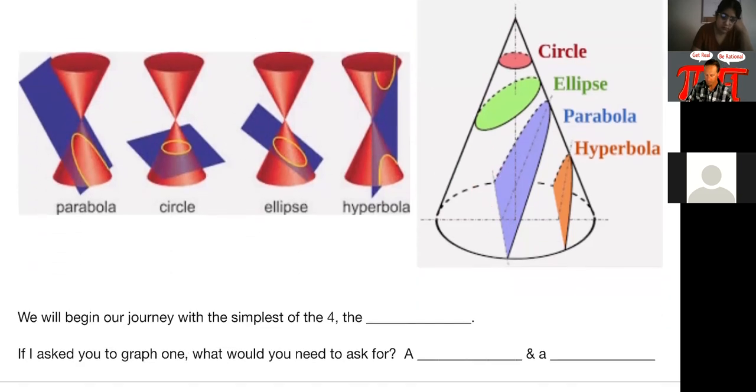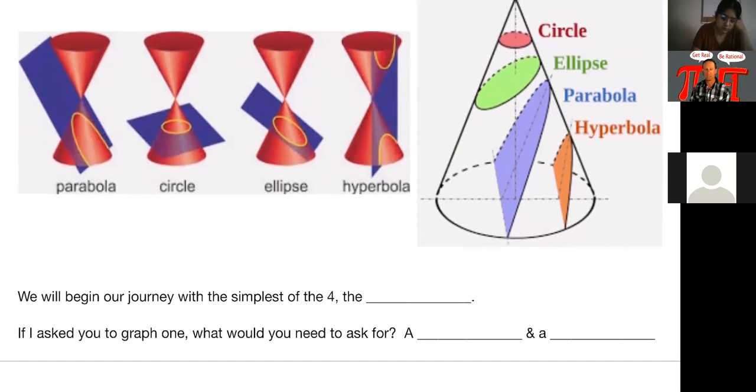All right, so we're going to begin our journey with the simplest of the four, and I told you that was the what? The circle. Very good. And if I asked you to graph a circle, what would you need in order to graph a circle? Two things. An X and a Y? Close, not just a point, a particular point. Oh, a center point? Very good. We need the center of the circle.